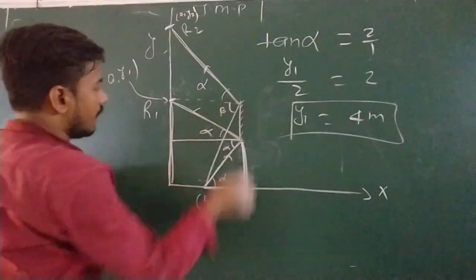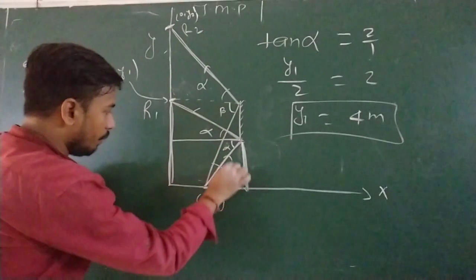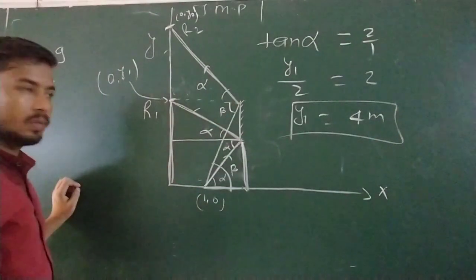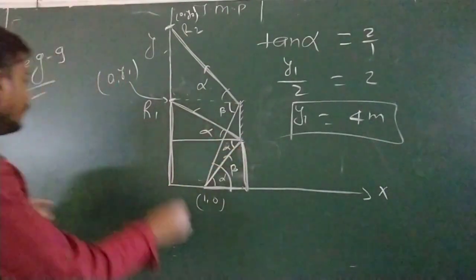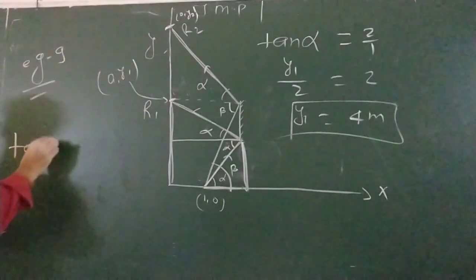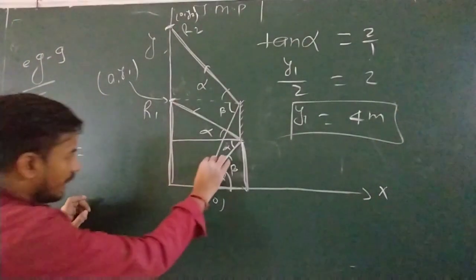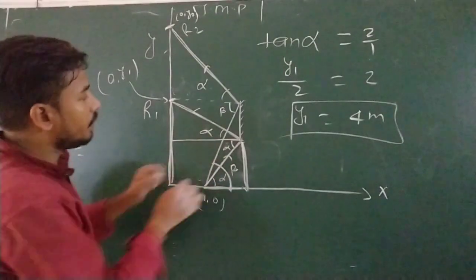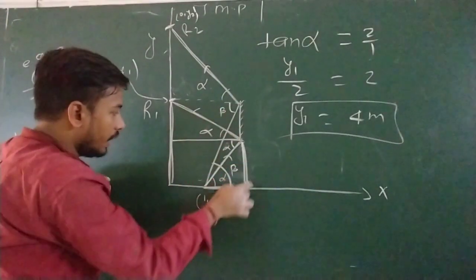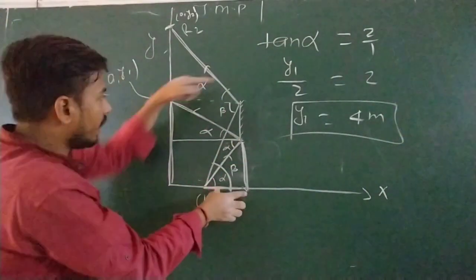Okay. Now in this case tan beta. So this angle is what, my dear? Beta. So calculate this tan beta. Tan beta, this angle is what? Beta. So tan beta becomes this total height by this one.